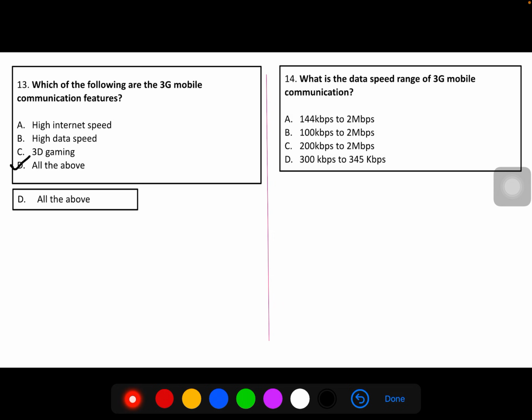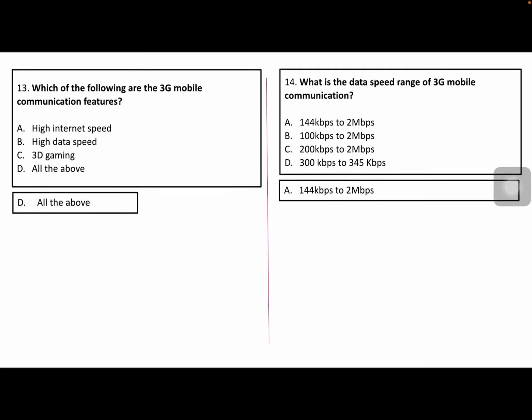Next question. What is the data speed range of 3G mobile communication? Remember that it is 144 kbps to 2 megabits per second, that means 2 Mbps. So the correct option is A.